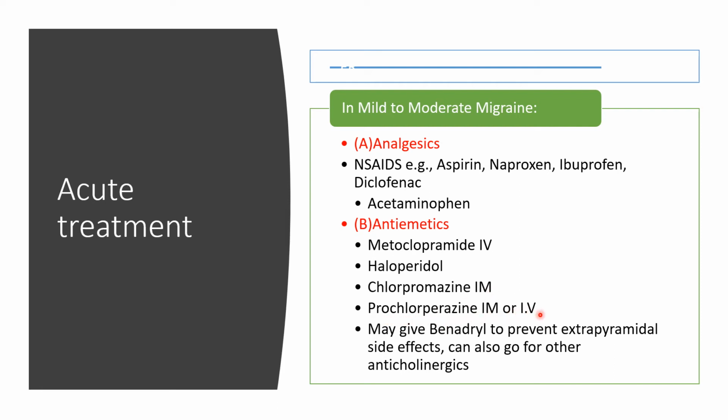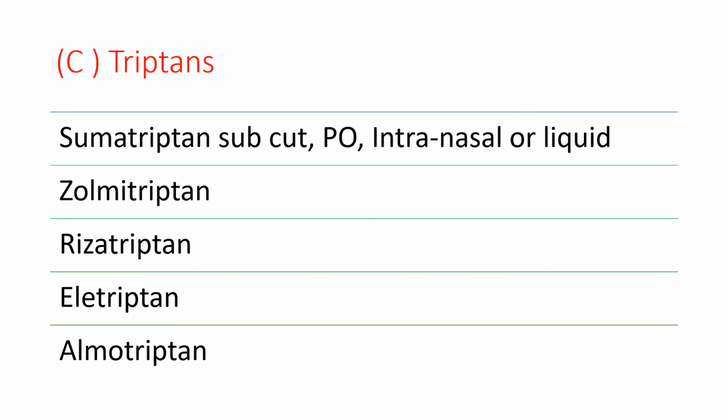Prochlorperazine intramuscularly or intravenously. You may give Benadryl to prevent extrapyramidal side effects. Can also go for other anticholinergics, depending on what is obtainable in your jurisdiction. I have a separate presentation on antiemetics, already published, right here. Then when it comes to the triptans, we have sumatriptan, zolmitriptan, rizatriptan, eletriptan, and almotriptan.